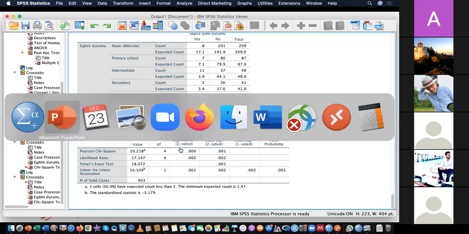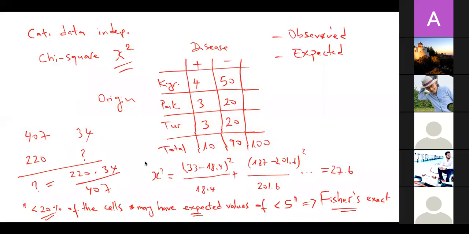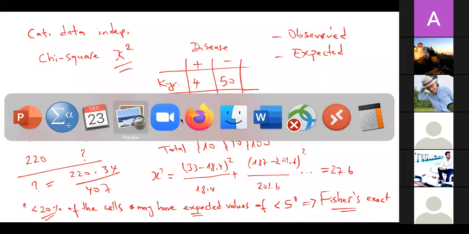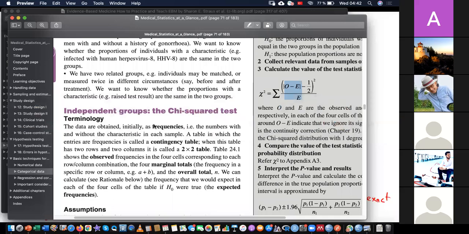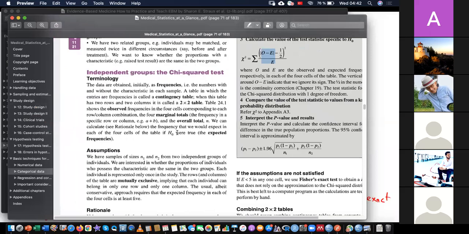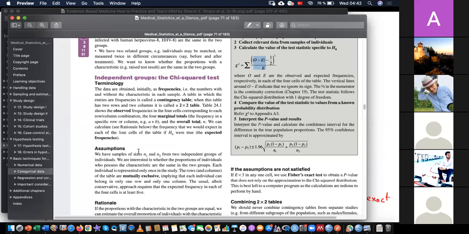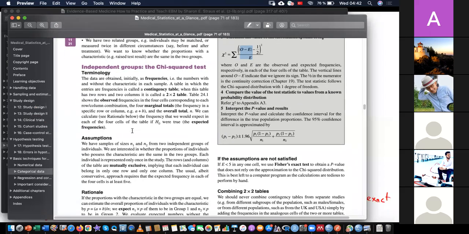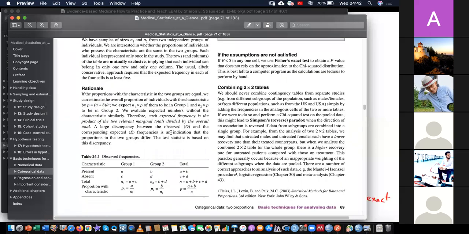Could you follow me? That's all about the chi-square test. For independent groups, we have the chi-square test. If it is paired, we have the McNemar test. This we discussed last week.